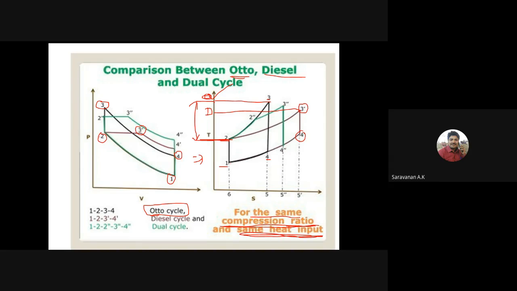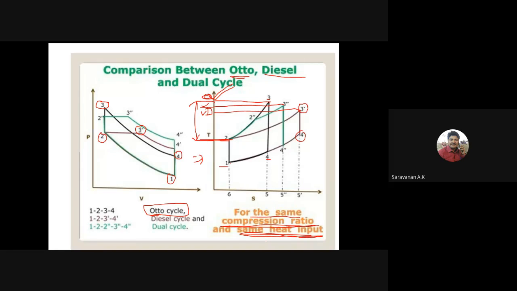And what about the dual cycle? The efficiency of the dual cycle is between the Otto cycle and the diesel cycle. Are the diagrams clear? For the Otto cycle the efficiency is more, the dual cycle is comparatively lower than the Otto cycle, and the diesel cycle efficiency is very low, for the same compression ratio and same heat input. Is it clear?